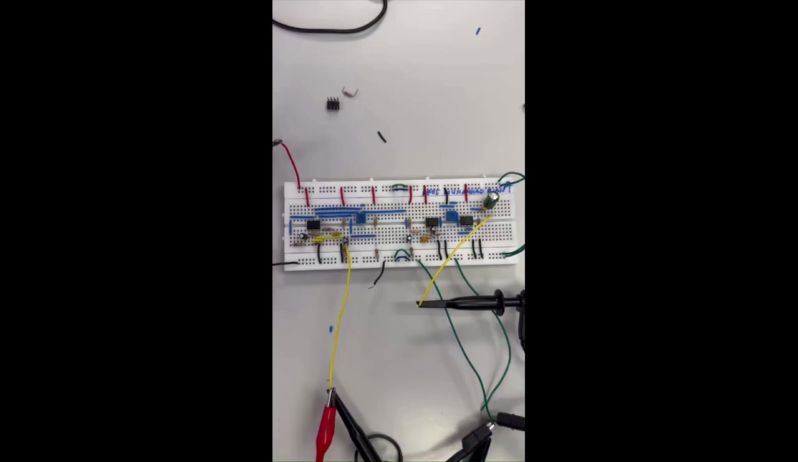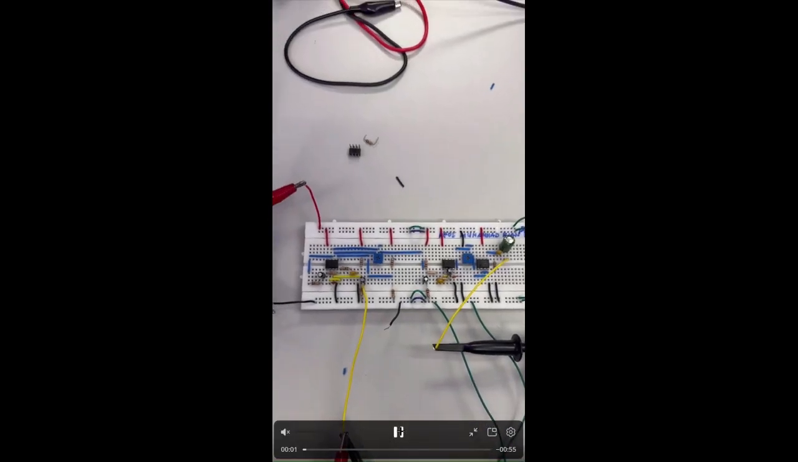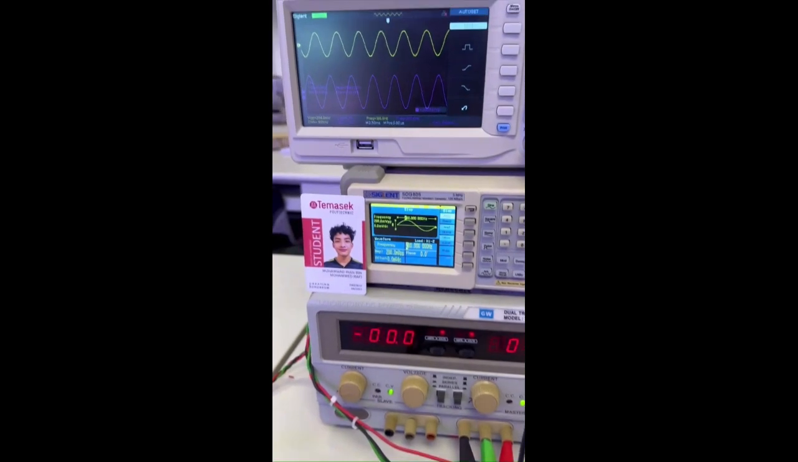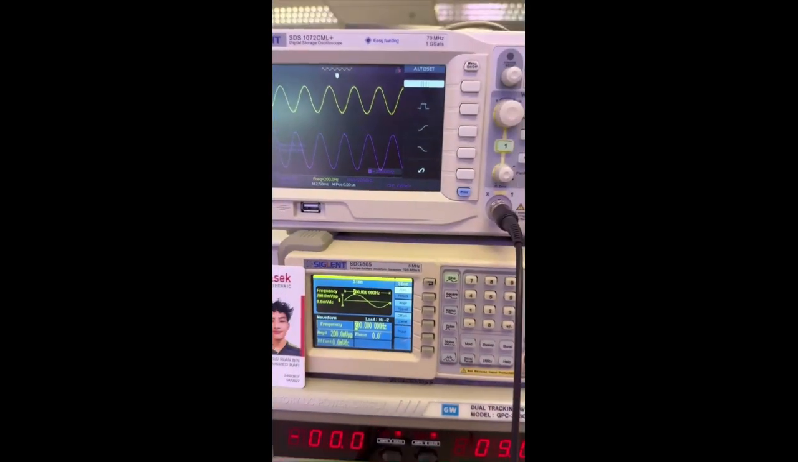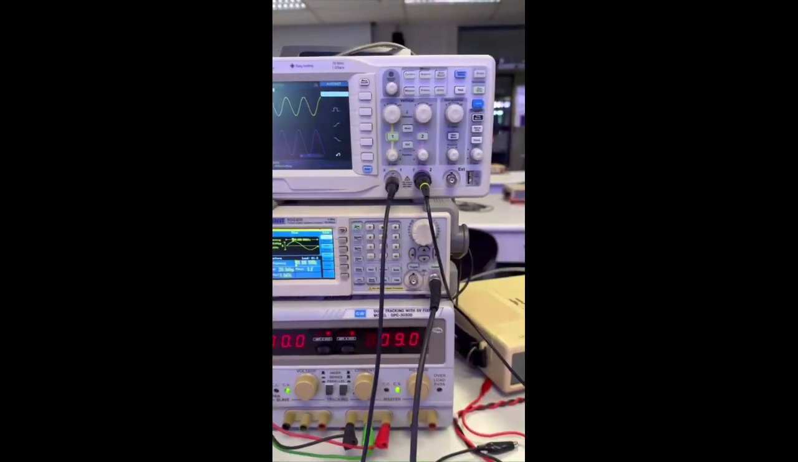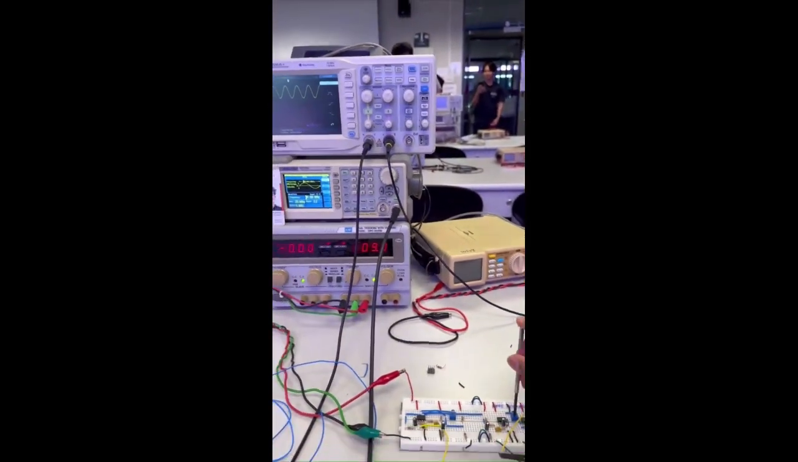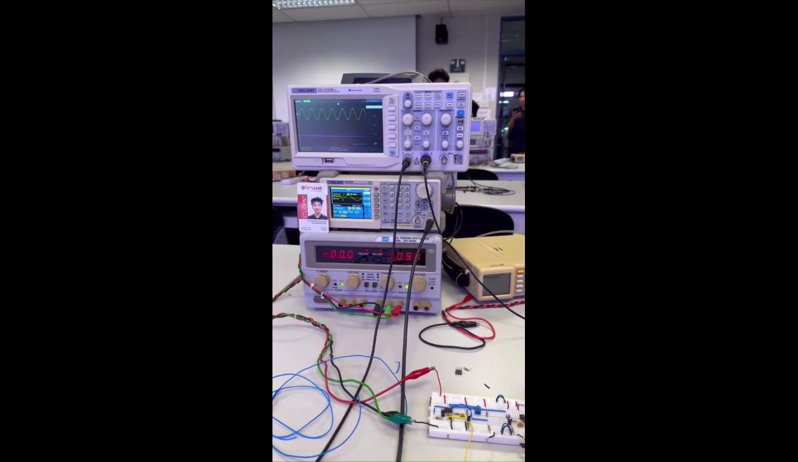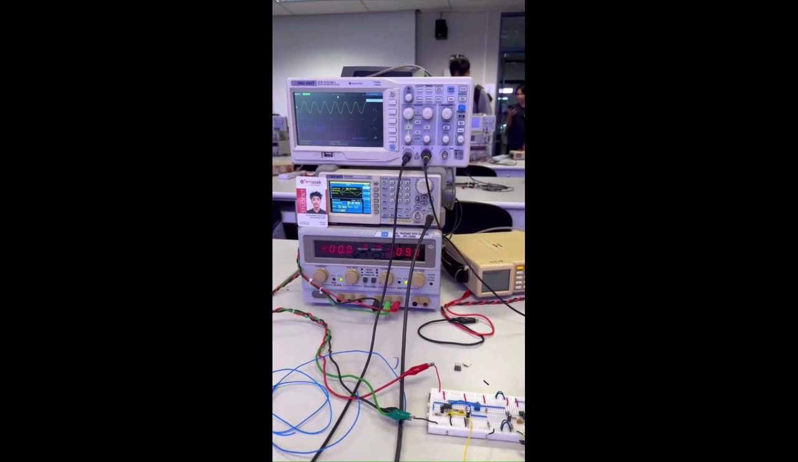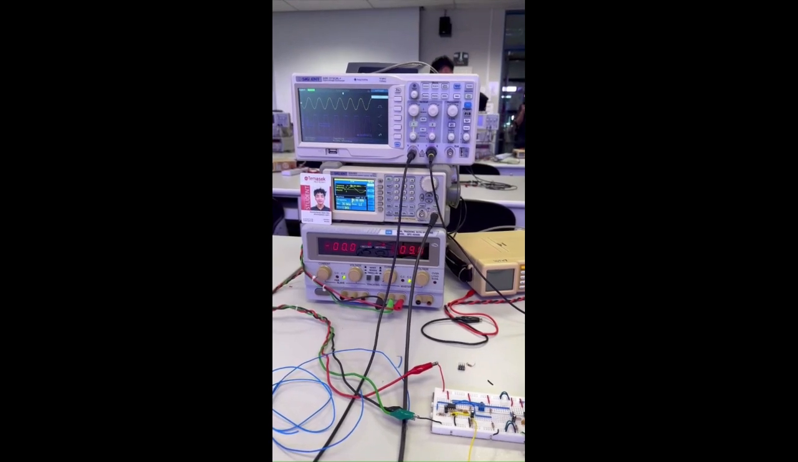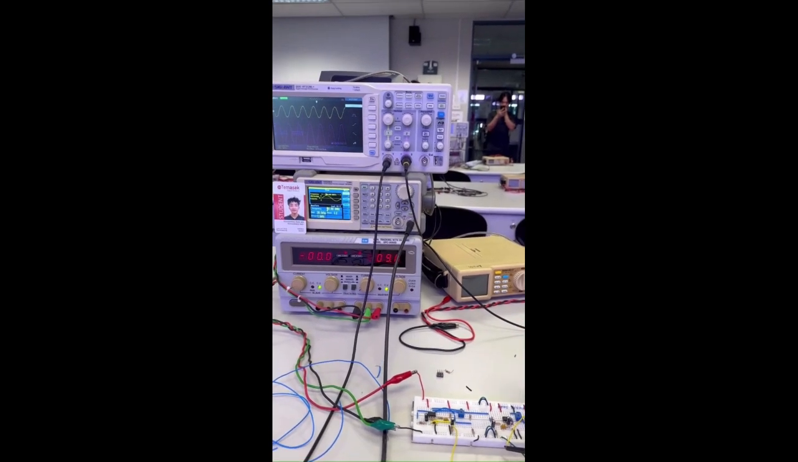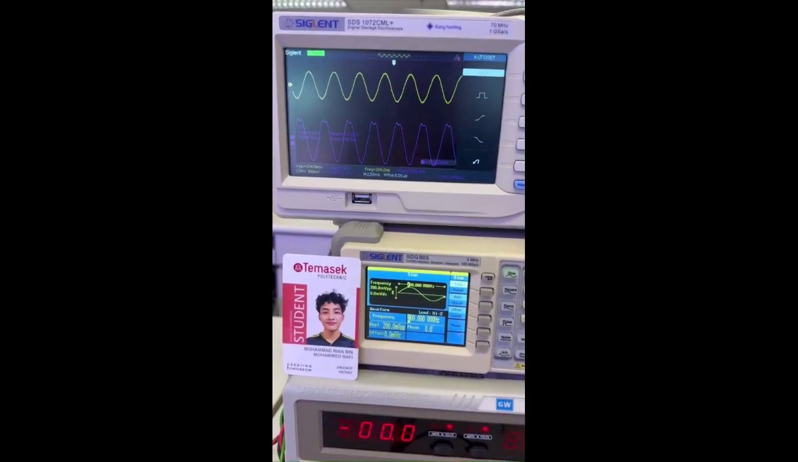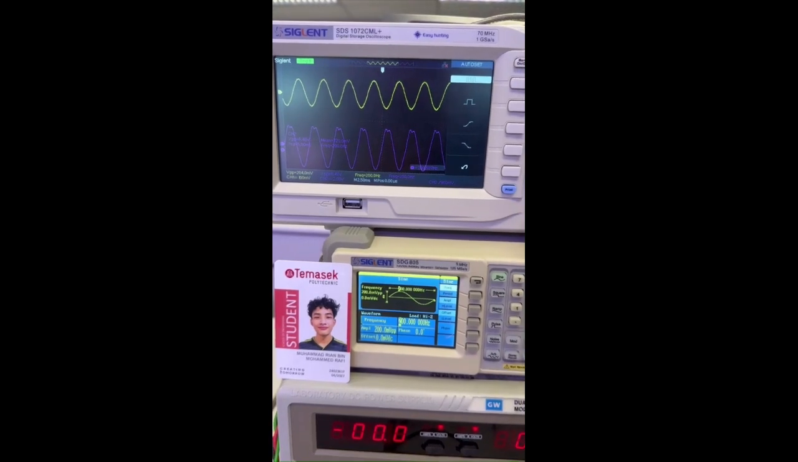This is me measuring TP5, the output of the whole circuit, and there we have the sine wave of the output TP5, peak to peak 5.76 volts around there with 200 Hz. And this is me adjusting the potentiometer at TP5 at block 4. As you can see, it gets clipped, so we have to choose a suitable resistance for the potentiometer.